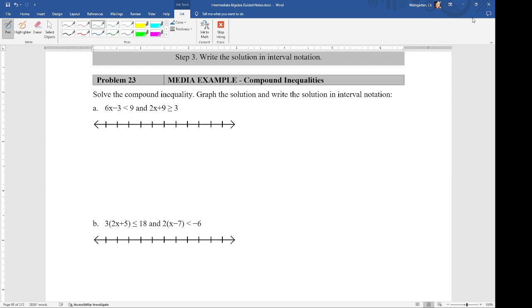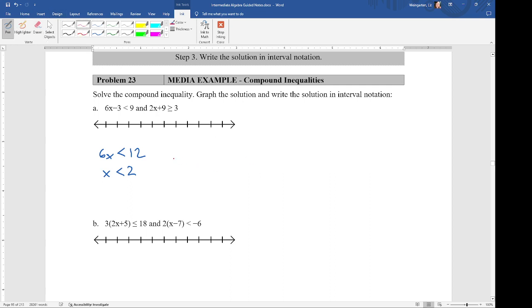I'll start with the first. 6x minus 3 is less than 9. So, if we add 3 to both sides, 6x is less than 12. Divide both sides by 6, and x is less than 2.